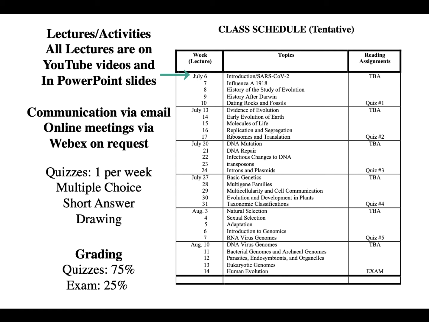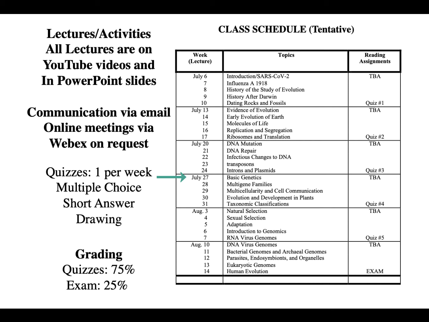Over here is the class schedule, the general introduction today. Then I'll talk a bit about SARS-CoV-2, which is the virus that causes COVID-19, the disease. And then I'll talk about the 1918 pandemic and some similarities to the COVID-19. Then the history of the study of evolution, the history after Darwin, dating rocks and fossils, evidence for evolution, some things about early evolution on Earth, and then talk about some of the molecules of life, including DNA, RNA, and proteins.